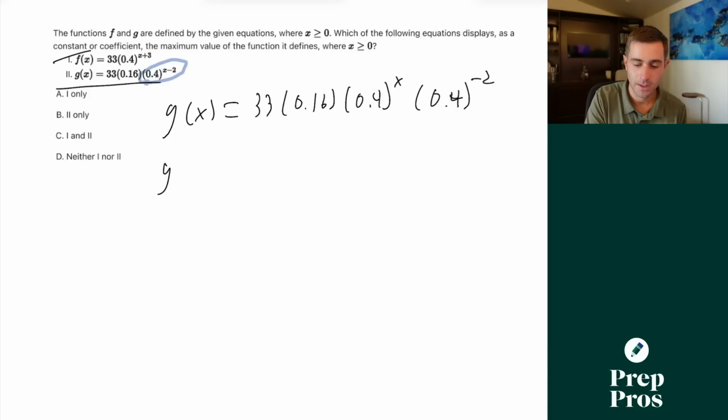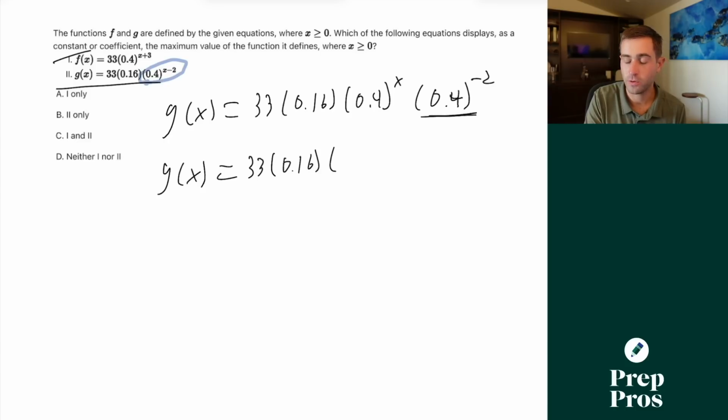Now this is going to be the same as g of x equals 33 times 0.16 times 0.4 to the negative second, which is the same as 1 over 0.4 squared, which is the same as 1 over 0.16. Put this entire thing in parentheses here. Go back and clean that up so nobody gets confused. And then we'll have our same 0.4 to the x.